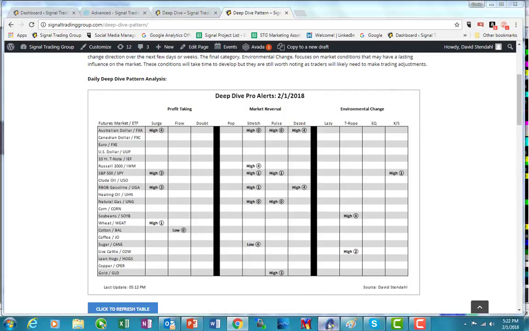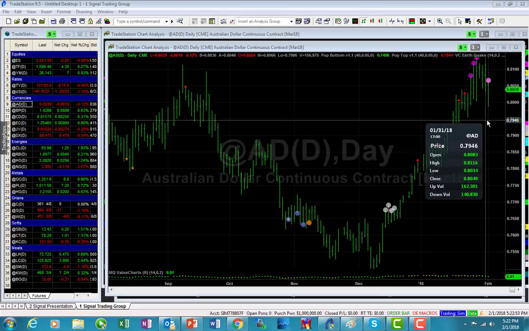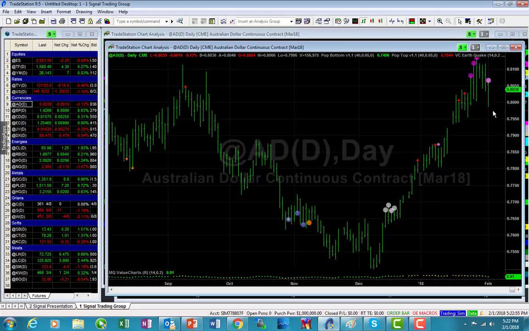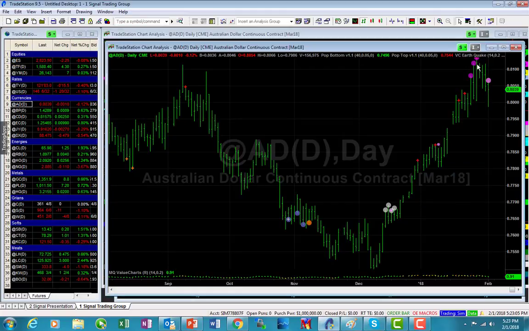So if we flip right to the market, here's Australian dollar. These are daily bars. And what I want you to start getting used to are some of these different icons and the color of the icons. We'll just take it step by step, and we're not going to overwhelm tonight and not make this a full-fledged webinar. But when you get this pinkish ball circle, that's the stretch high that has occurred here.